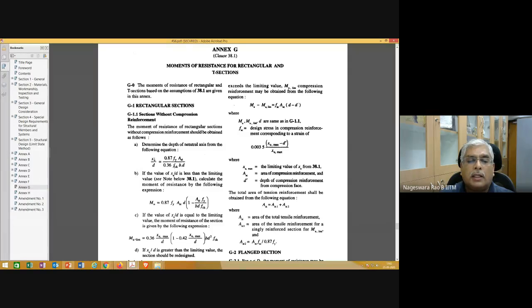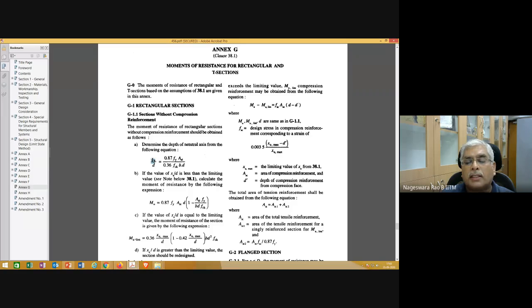Please note that here it is written as XU by D. XU by D is written as a ratio only to make it dimensionless. Neutral axis depth you need to determine using this equation.